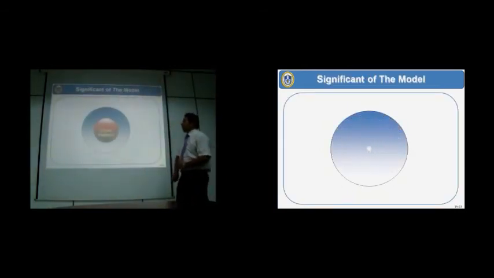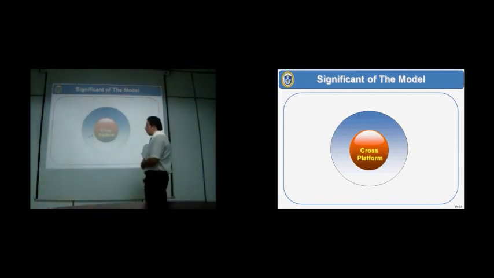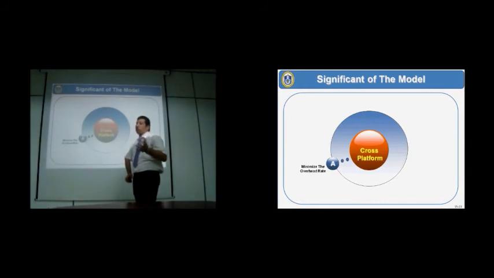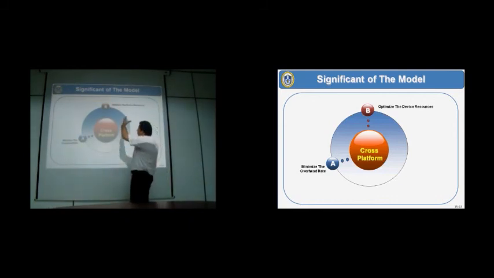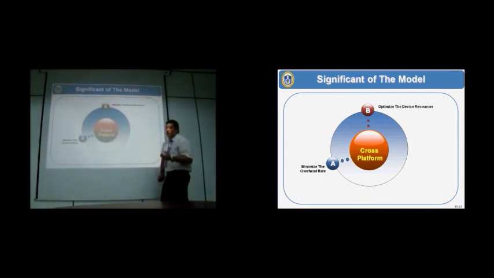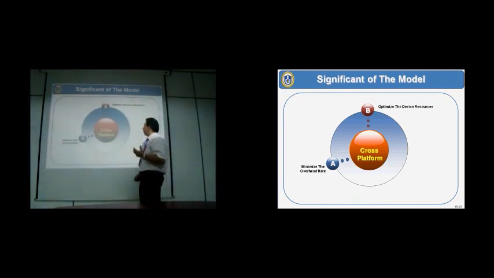Significance of this research. For the cross-platform, the significance of this research is to minimize the overhead rate. This is a very important issue because, due to the limitation of mobile devices, we will face the overhead problem. So minimizing the overhead rate will be very significant. The second significance is how to optimize the device resources while minimizing the overhead. Our resources will be optimized, and the mobile device will be used in an efficient way.